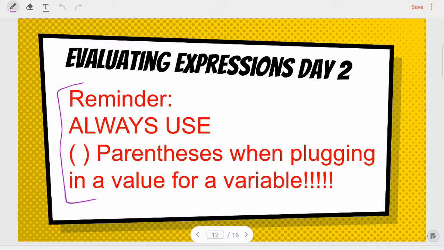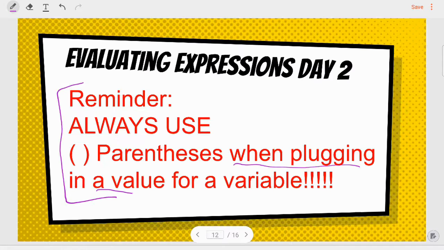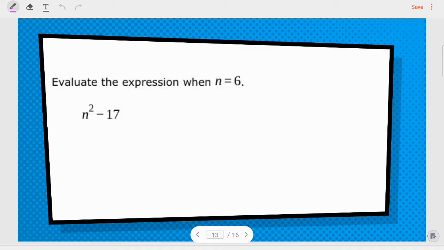Evaluating expressions, day 2. Today we're going to be dealing with some exponents while we are evaluating. And as always, it is important to remember to always use parentheses when plugging in a value for a variable. I'll demonstrate today why it is so important. So continuing on, evaluate the expression when n equals 6.